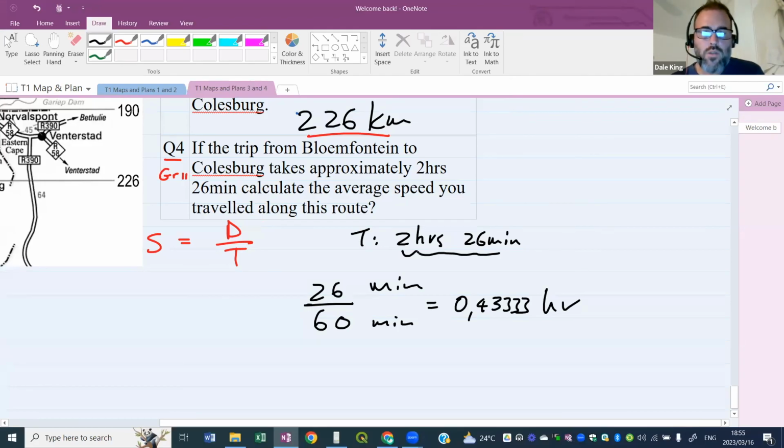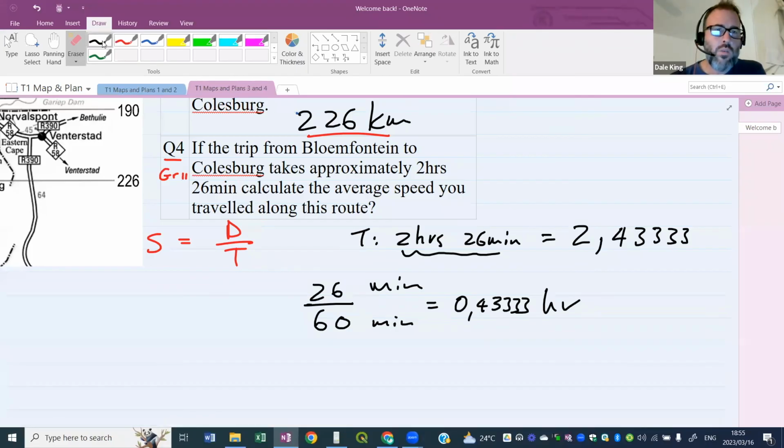All right, so then what is our 2 hours and 26 minutes in decimal format? Well, we've got 2 hours already, and 26 minutes we've just seen is 0.433 hours. So 2 hours and 26 minutes must equal 2.43333. I'm keeping decimals just to be accurate, all right? 5 decimal places is enough. Now we can put this into our formula. Okay, so here's our formula.